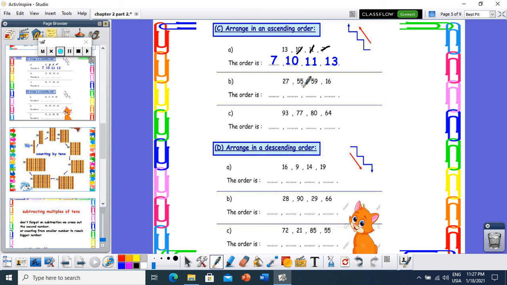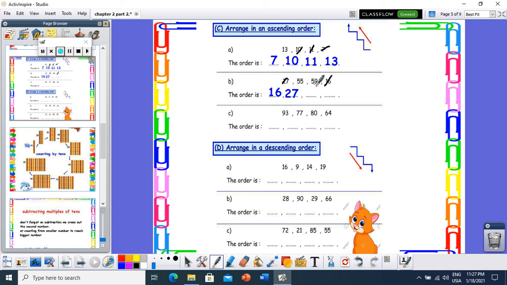27, 55, 59, and 16. Which number is the smaller? 16. Excellent. So I write 16, then I will cross it out. Then 27, 55, 59. Which number is the smaller? 27. So I will write 27, then I will cross it out.